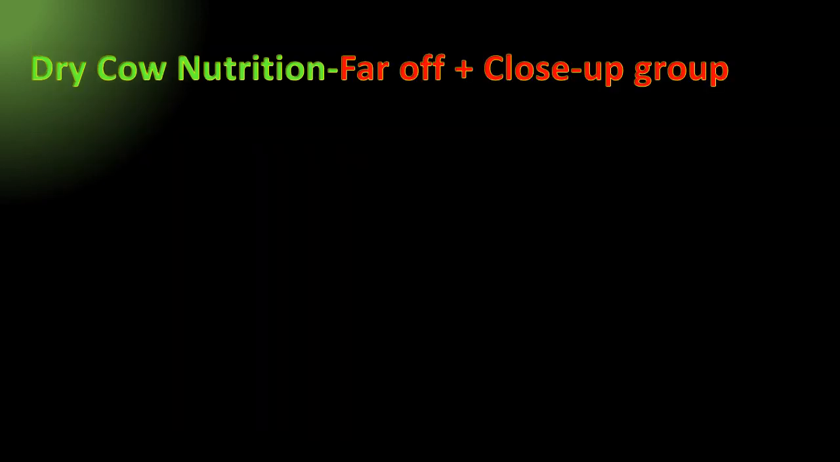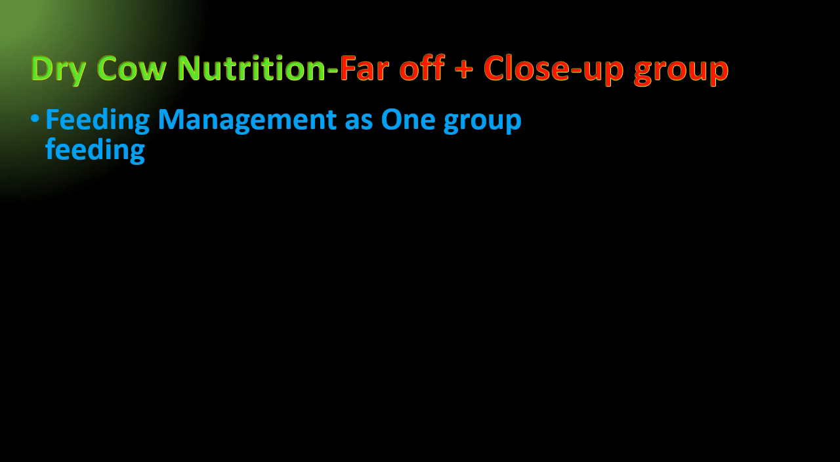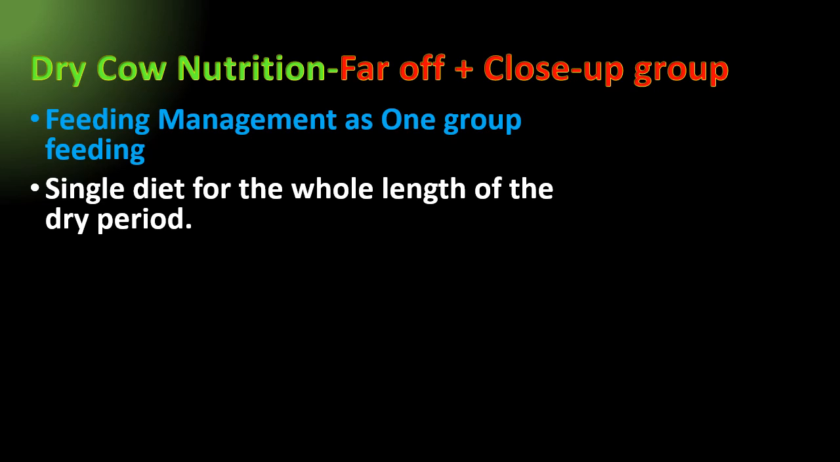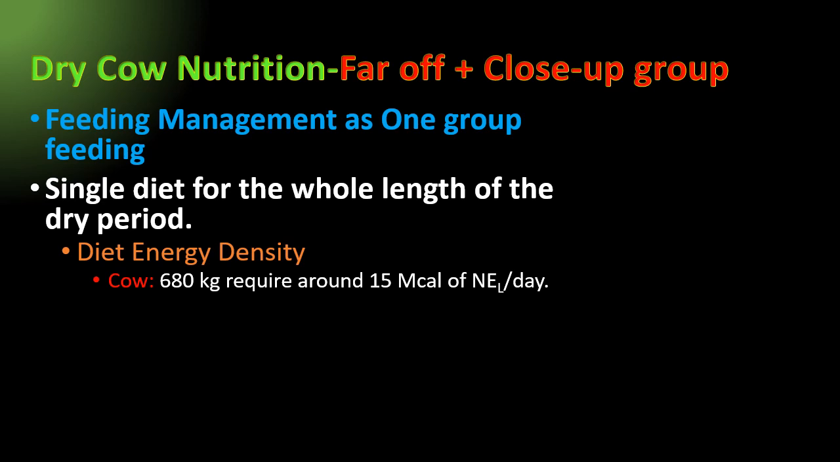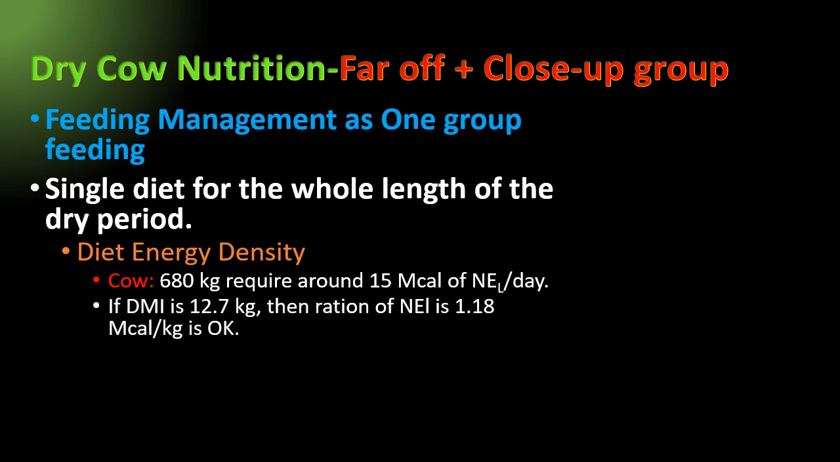The Penn State scientists recommend having single group feeding, where far off plus close up group feeding management is done as one group feeding. They give the advantage that the cows are all housed as one group and fed the same diet for the whole length of the dry period. Much of the focus in close up rations has centered on the energy density of the diet. According to NRC 2001, a 600 kg cow in the last few weeks prior to calving would only require 15 megacalorie of net energy per day.